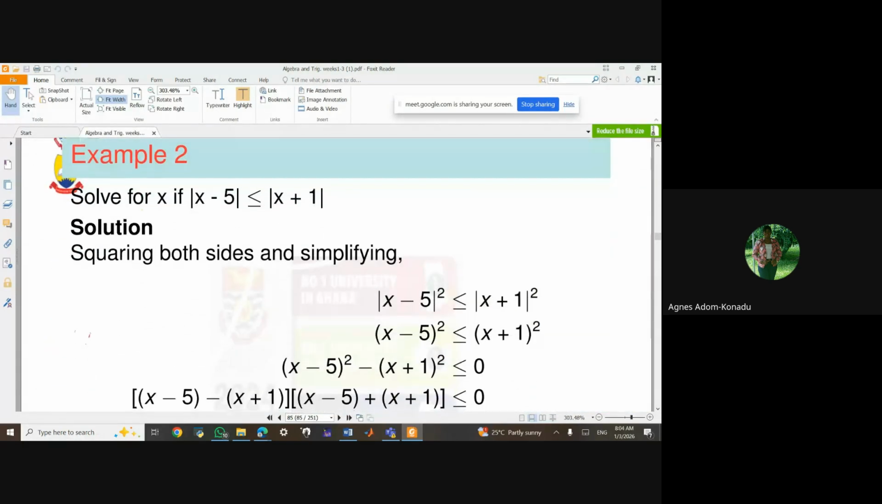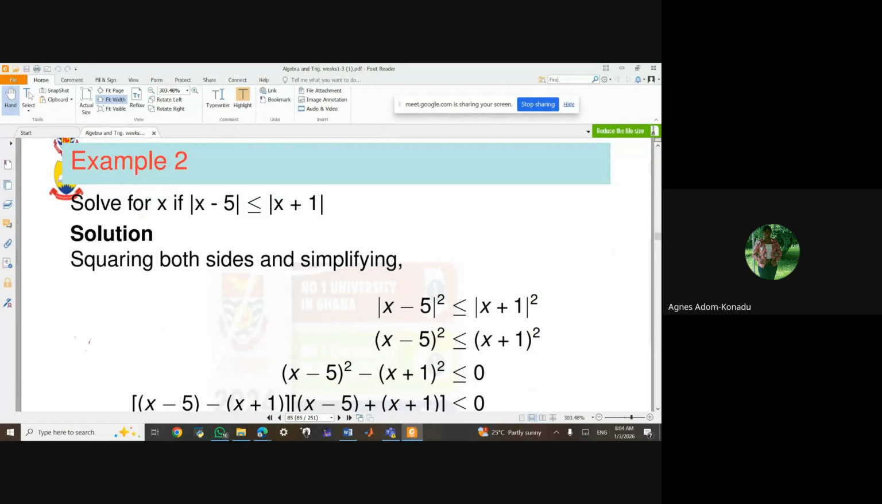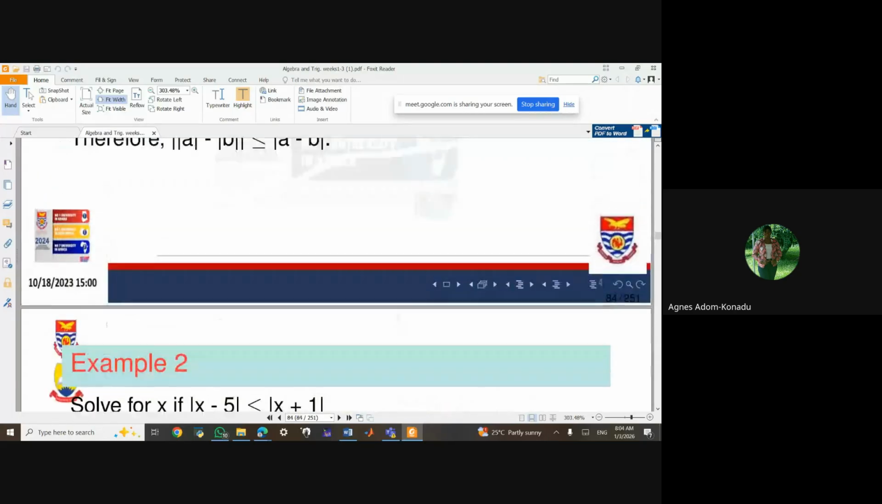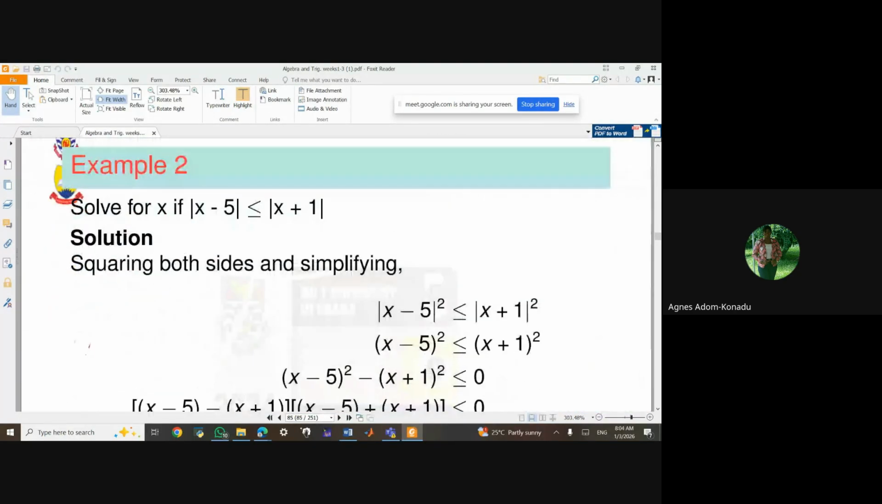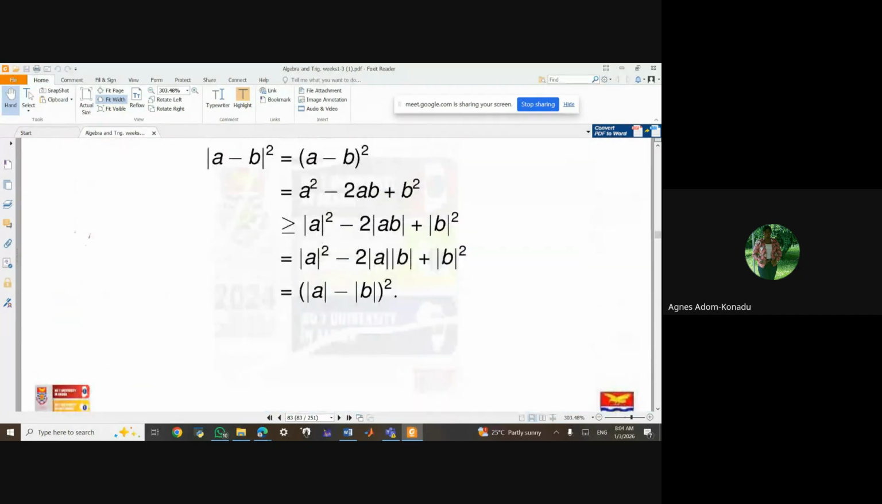Okay, so we'll skip the proof and then continue. Example: you want to solve for x. If I have absolute of x minus 5 less than or equal to absolute of x plus 1. Okay, so here we have two options. The first option is we know that absolute of x minus a, so we use this method.